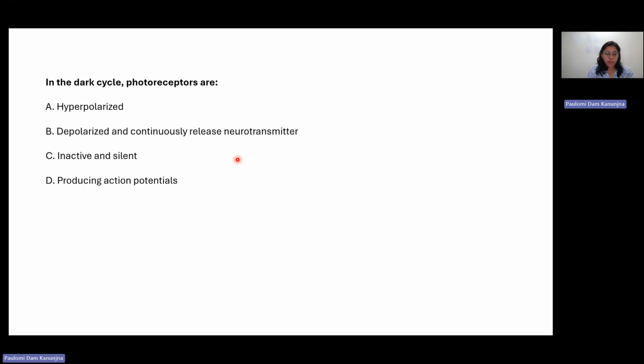So I'm sure you would have got the answer already. The answer is depolarized and continuously releasing neurotransmitter. Just to highlight, the neurotransmitter is released by the rods and the cones to the bipolar cells, the cells which are right above them in the structural positioning.